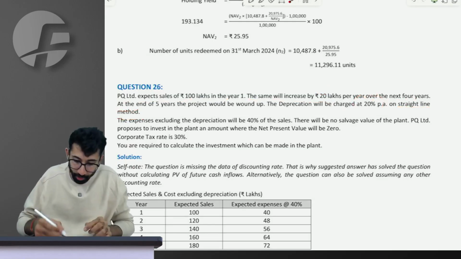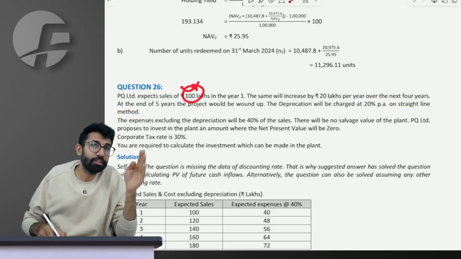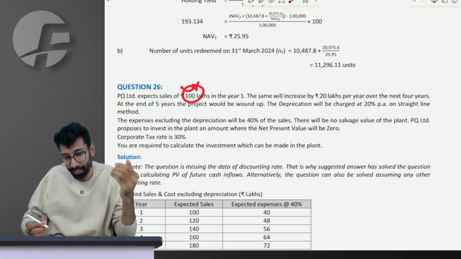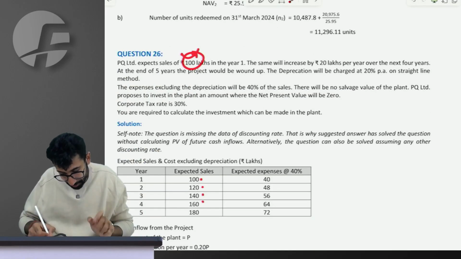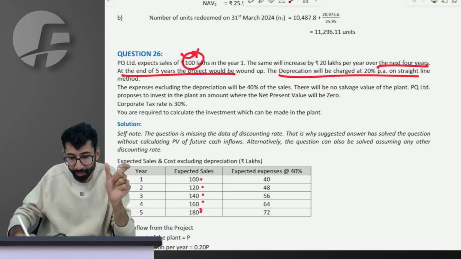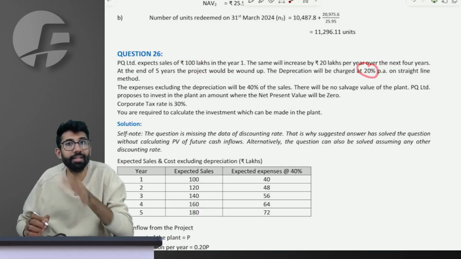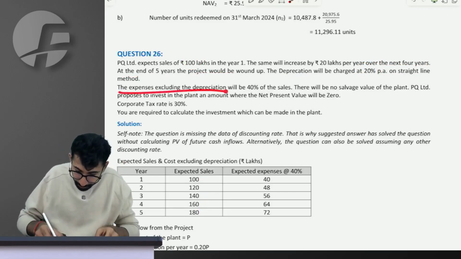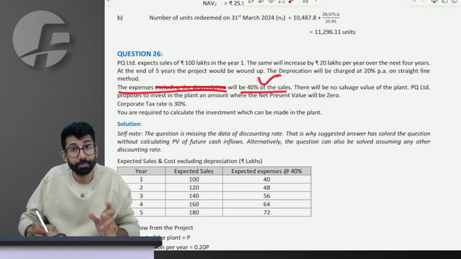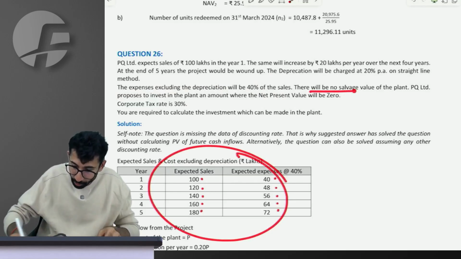There is a project whose first year sale is 100. So the second, third, fourth, fifth year sales are 120, 140 and so on. So these are the sales of the next 5 years. Depreciation, we don't know the original amount of investment, but it will be 20%. Fine. Basically 5 divided by 5, done. Expense other than depreciation is 40% of sale. If the respective sale is this, expenses excluding depreciation is this. Fine. There will be no salvage value.